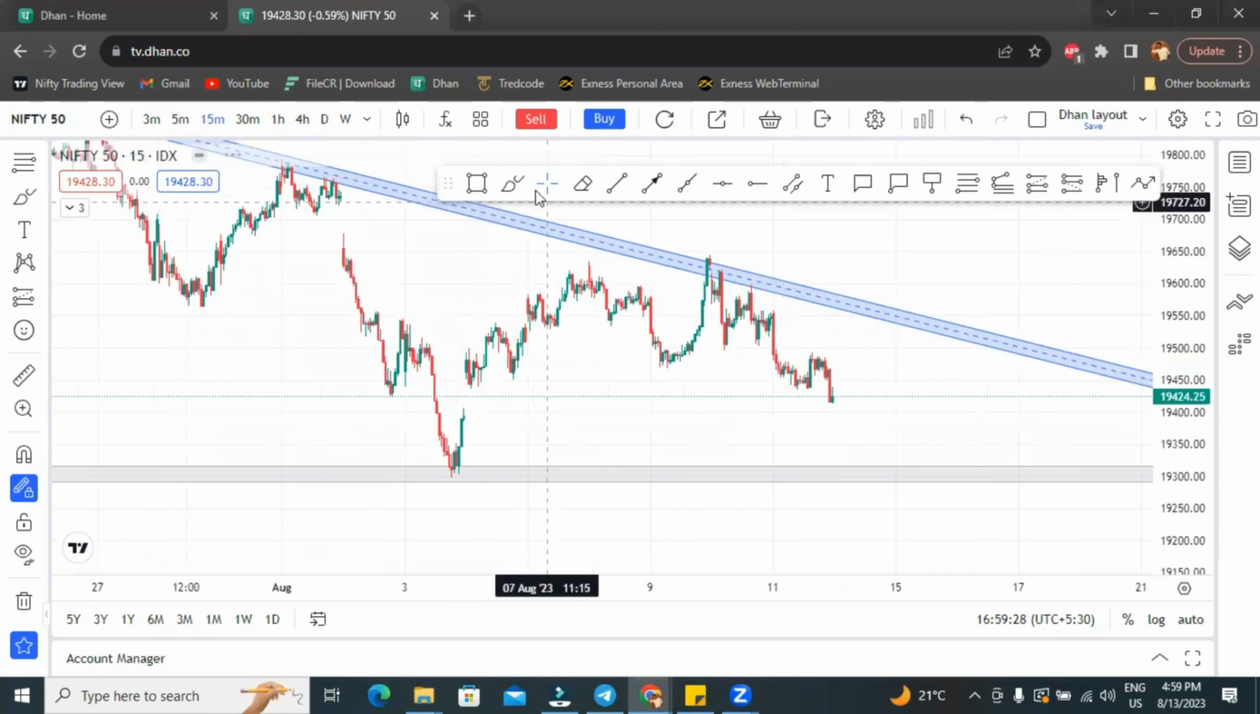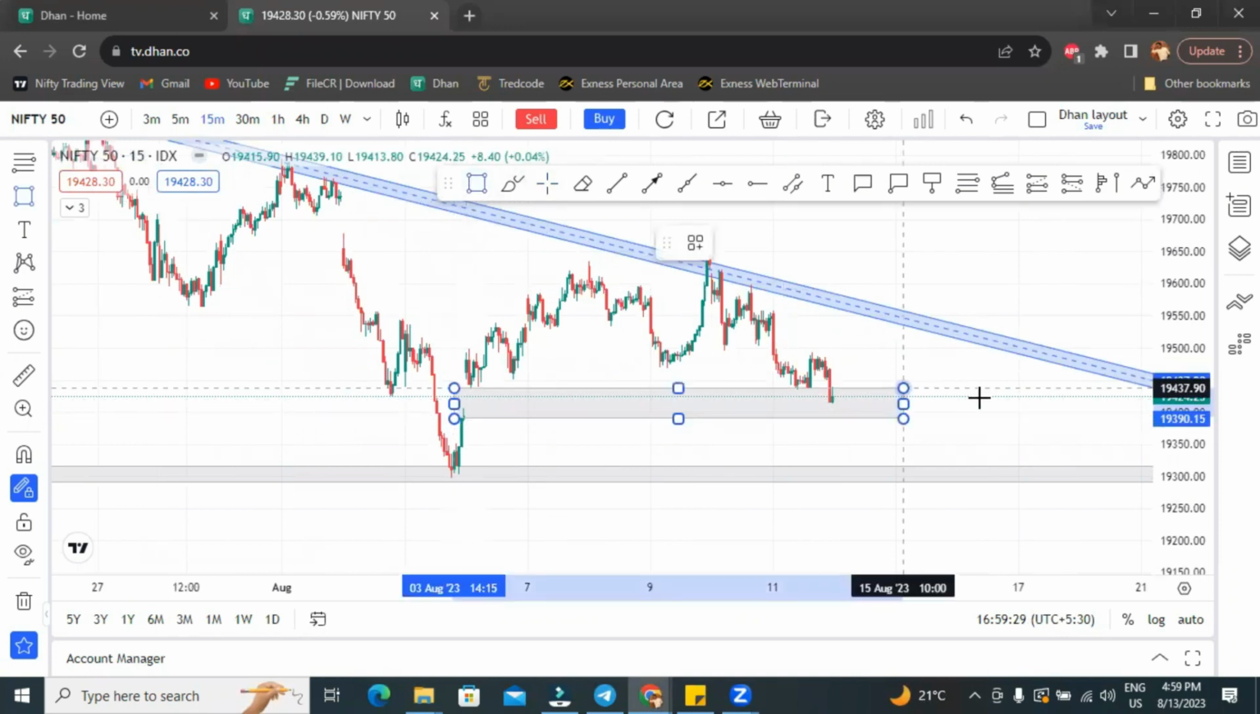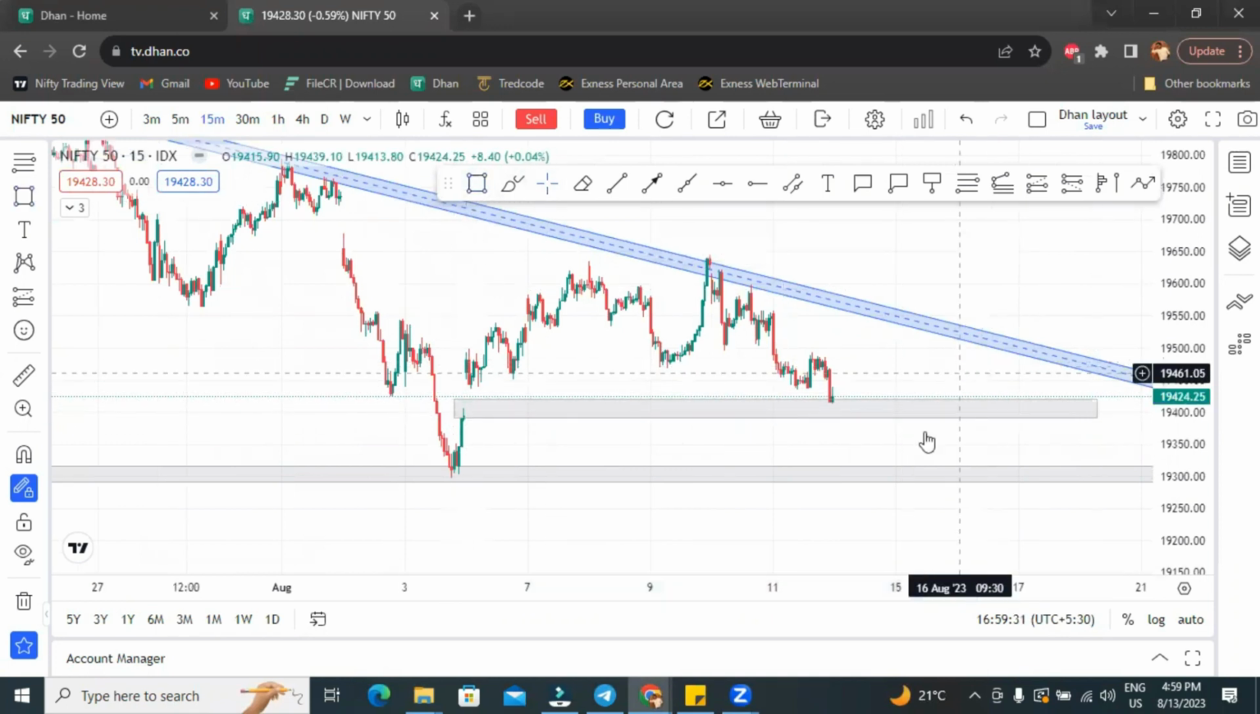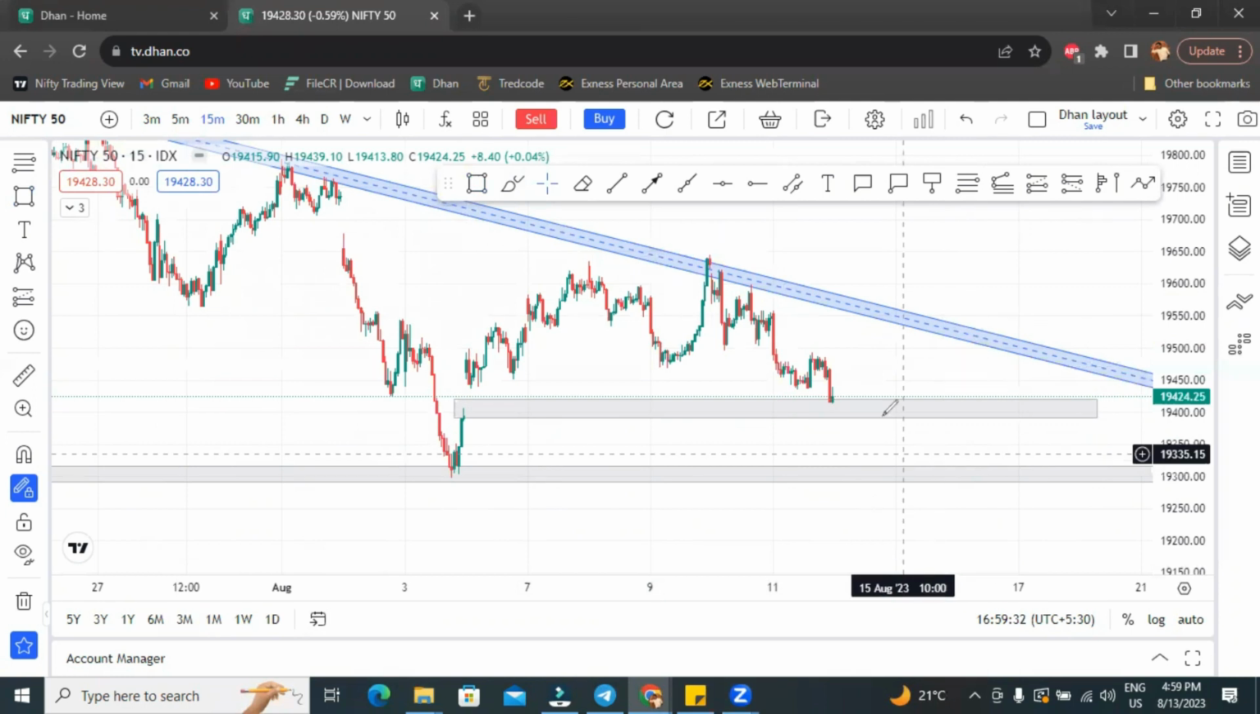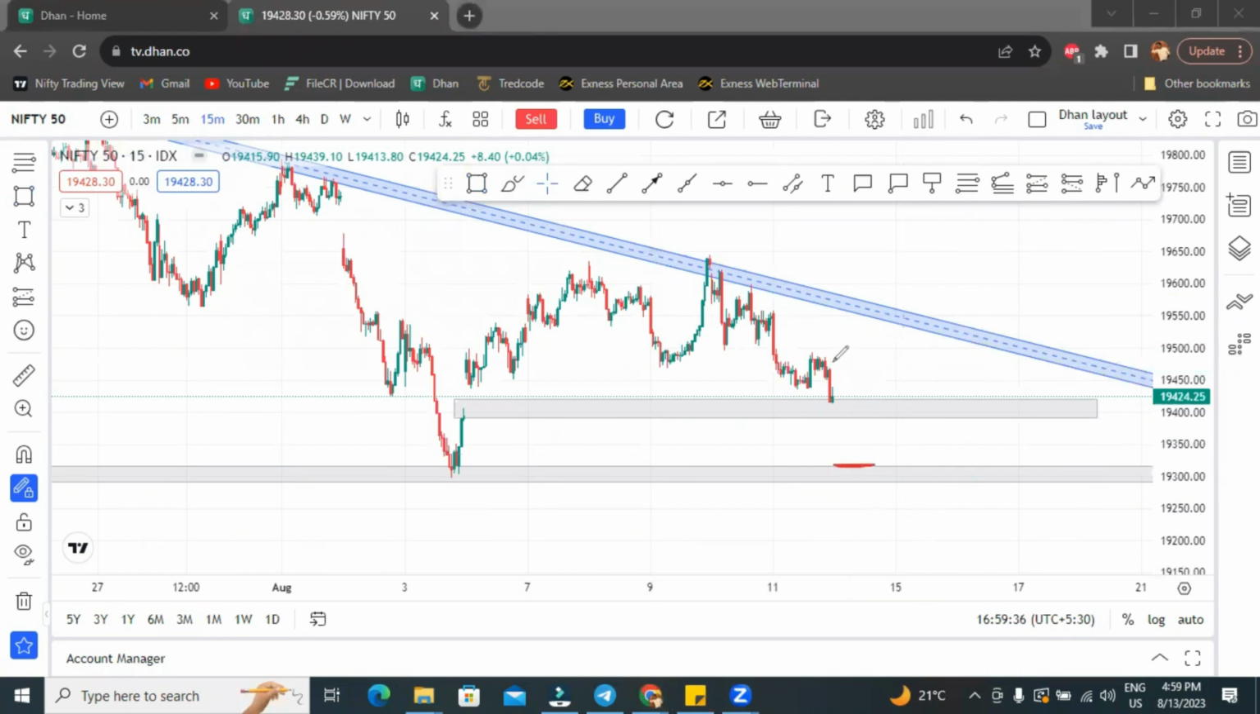On 15 minutes, the same nature is looking over here. This is our support region. If you get a breakdown of this support, then we'll plan a trade till this level. Or else if it opens gap up above this swing high, then we'll plan a simple trade till this region only, because from here you can see the sellers have made Nifty go downward drastically, right?